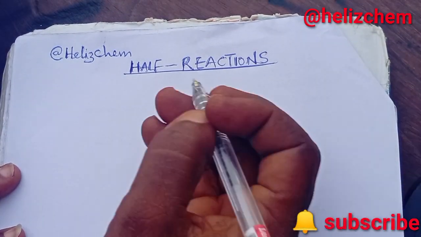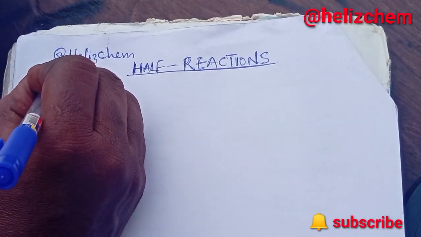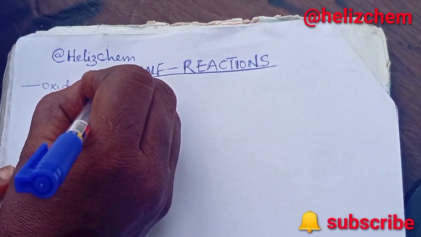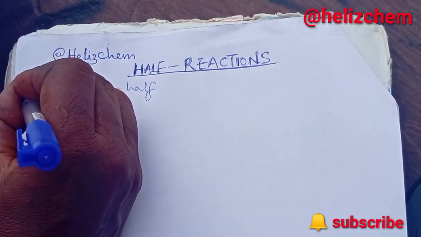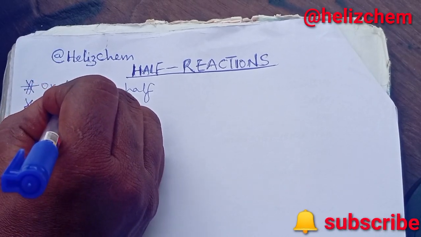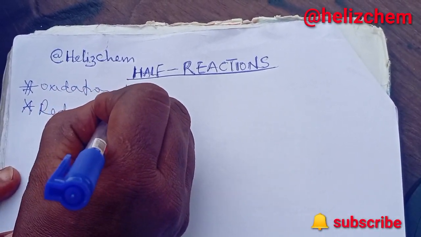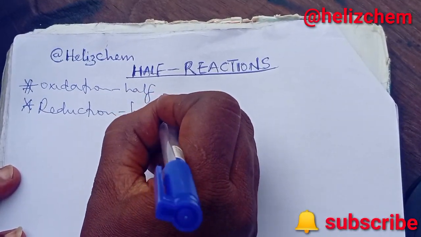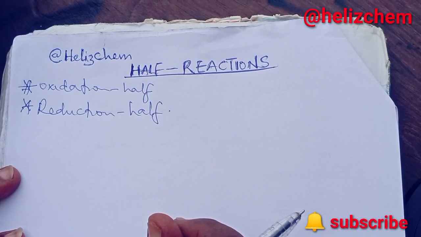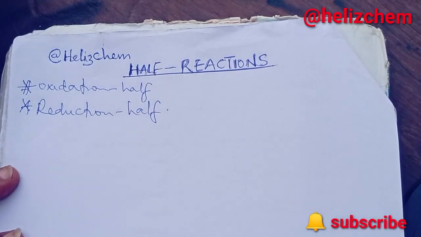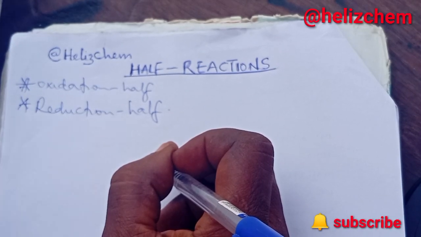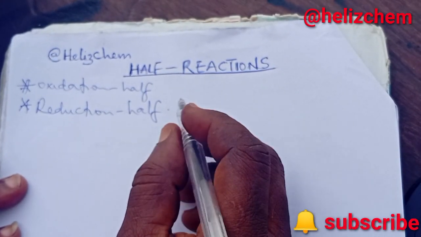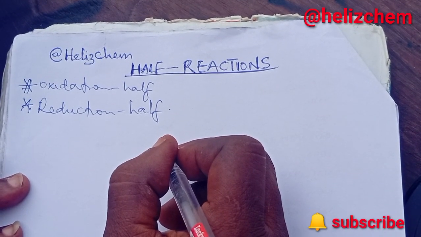We have the oxidation half reaction, and we have the reduction half reaction. So these are the two half reactions that a typical ionic redox reaction can be split into.